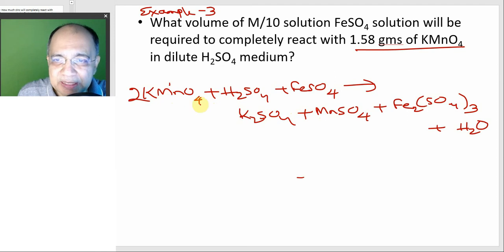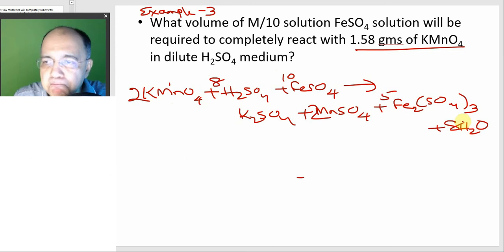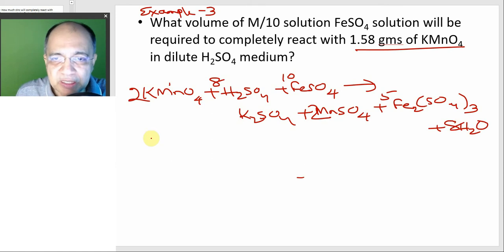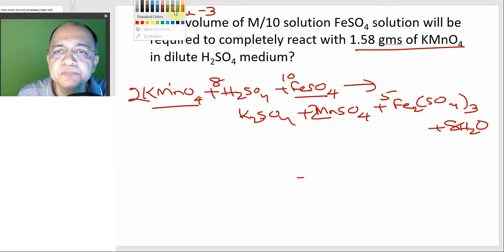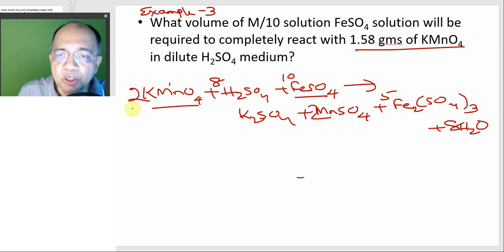So to this will be 10, this will be 5, this will be 2, this will be 8, this will be also 8. Now you check whether this is a correct balanced equation or not. So the relationship between KMnO4 and ferrous sulfate is 2:10 or 1:5. That means 2 mole KMnO4 requires 10 mole.